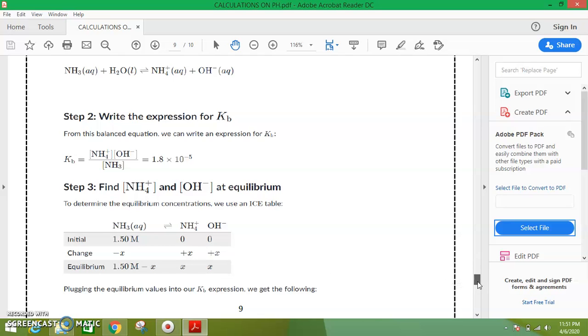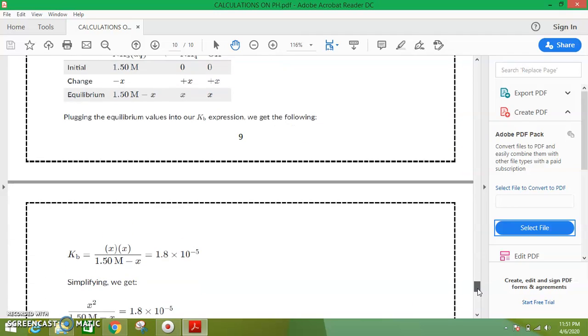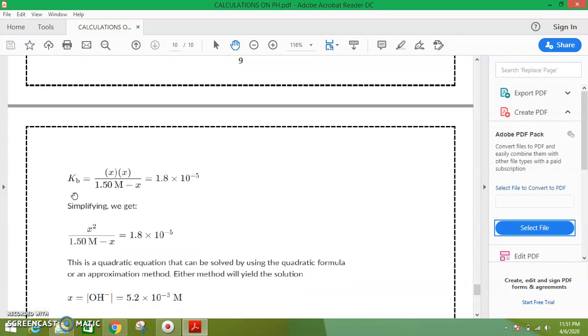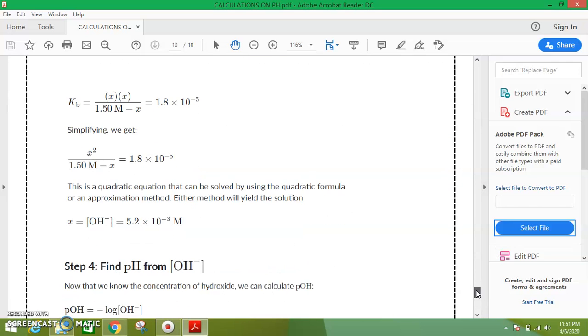Now this equilibrium expression is written here, substitute in the Kb expression, X times X means product over reactant, and the Kb value is given to you. Again simplify this, taking X squared over the reactant concentration, equal to 1.8 × 10^-5. Here you can use the quadratic equation, which can be solved by using the quadratic formula, and you will get the value of X. Here the value of X is 5.2 × 10^-3 molar.